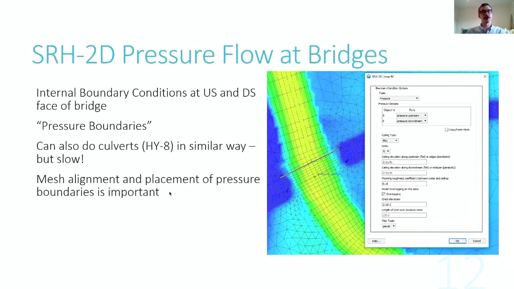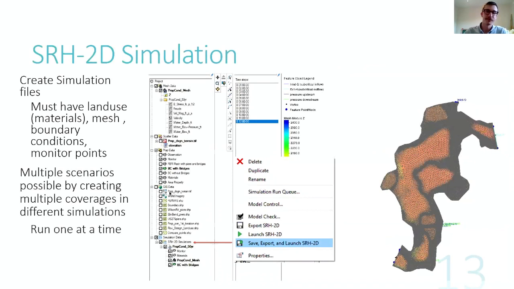There's also pressure flow boundaries, which would be included in that boundary condition file. And these are placed at the upstream and downstream face of a bridge to model that pressure flow through the structure. Now, SRH2D and SMS also models culverts the same way. But it's going to take the culvert and it's going to go out to HY8 to do the calculation. So you need to know that at every time step, it's going out to HY8 to run that calculation, which can slow down your processing time. So I just want to mention that if you're doing a larger model that takes a long time to run, that can add some time to your run.